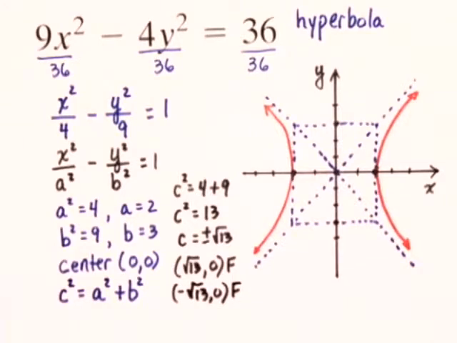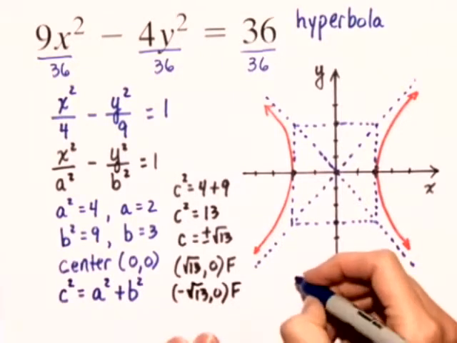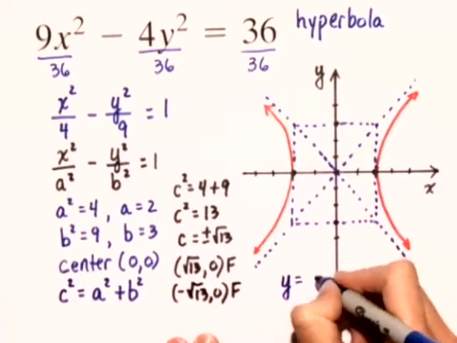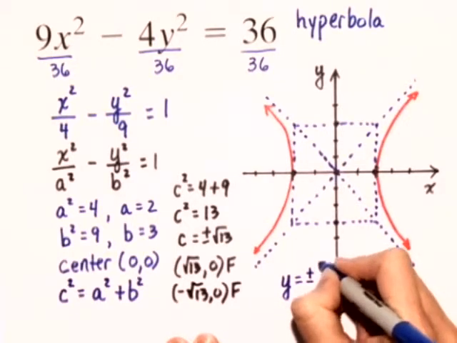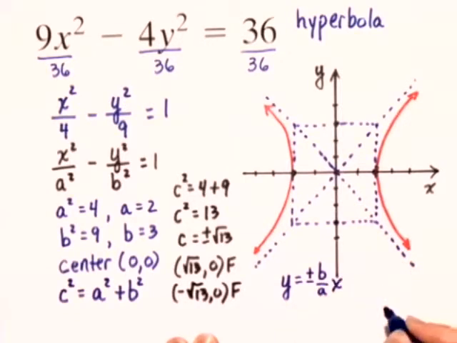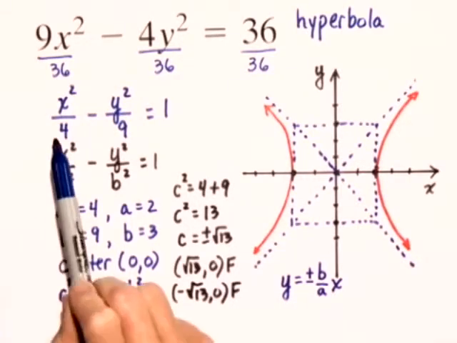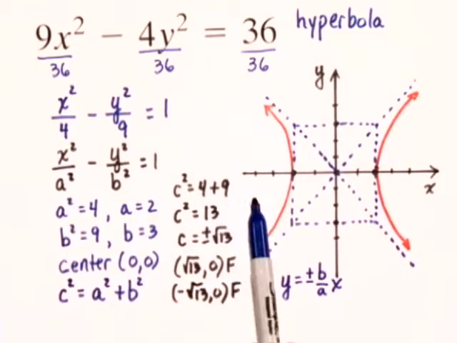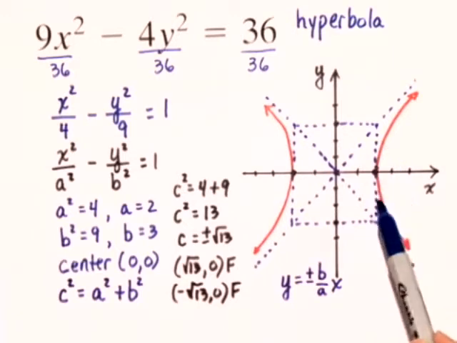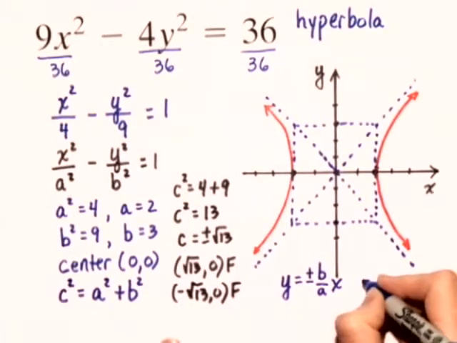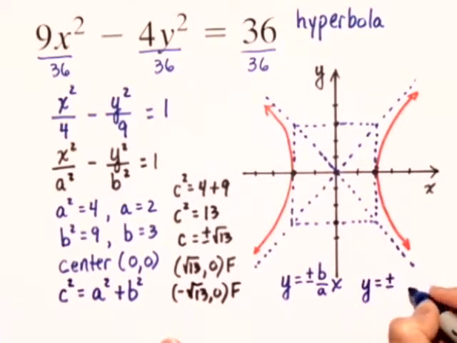We want the equations for the asymptotes. So we have asymptotes that are of the form y equals plus or minus b over a times x. We always use these equations for asymptotes, y equals plus or minus b over a x, when our x squared term has a positive coefficient. In other words, when the branches of the hyperbola cross through the x-axis, this is the equation that we use. So in our case, we have y is equal to plus or minus b, which is 3, over a, which is 2x.